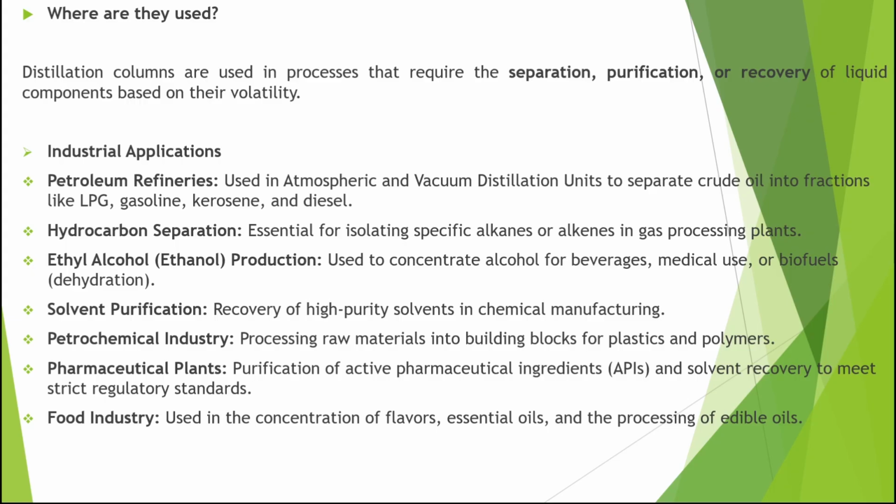Where are they used? Distillation columns are used in many industrial processes. They are common in petroleum refineries, hydrocarbon separation, ethanol production, solvent purification, petrochemical plants, the pharmaceutical industry, and the food industry.